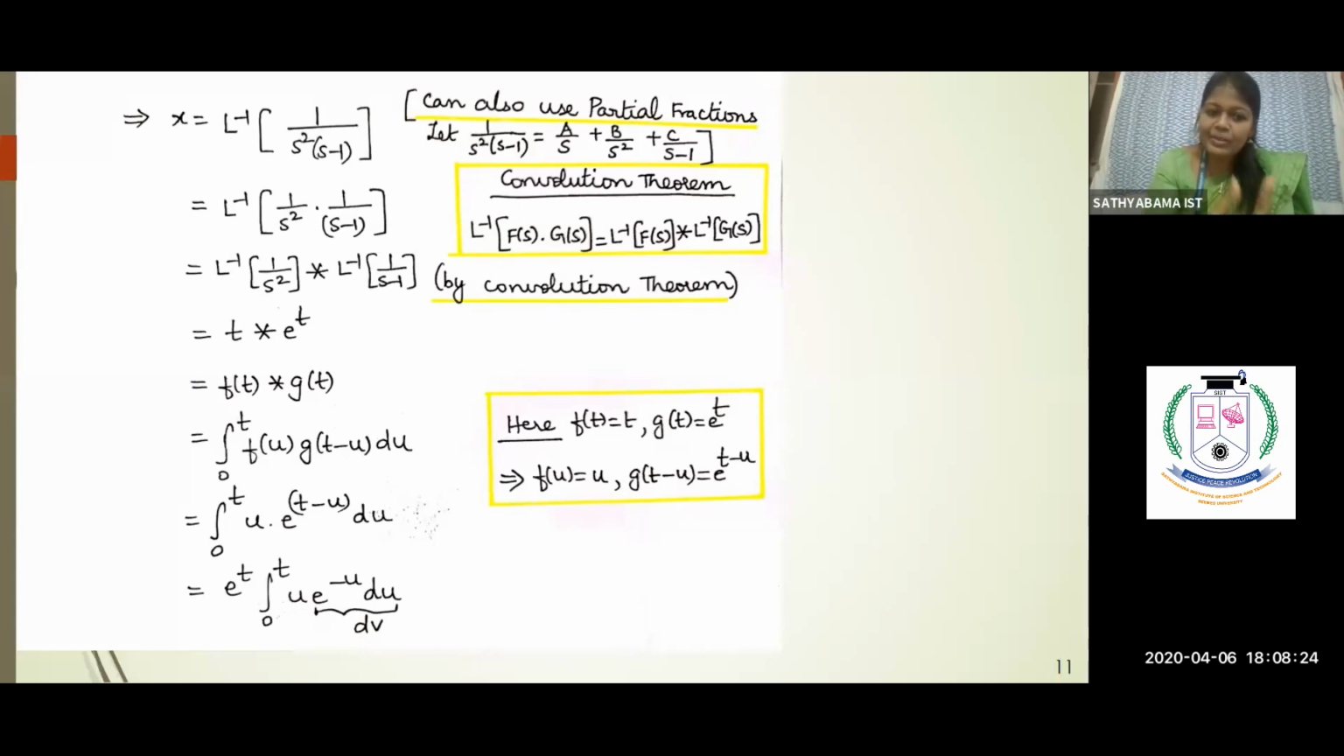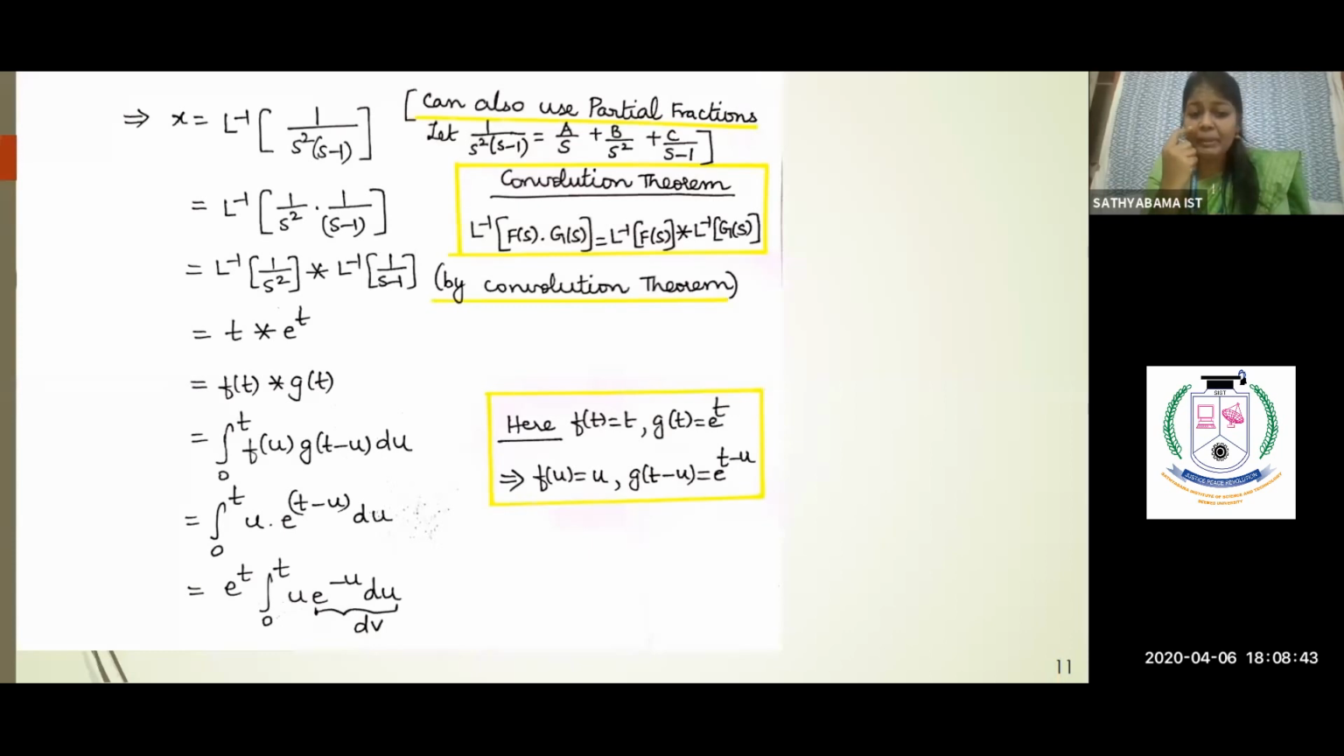This integral is with respect to u. So what's the variable here? It says du. So what's the variable? u is the variable, so t is a constant. So what can I do? I can take that e power t outside the integral. This is just to simplify. Okay, u is the variable, so t is a constant.